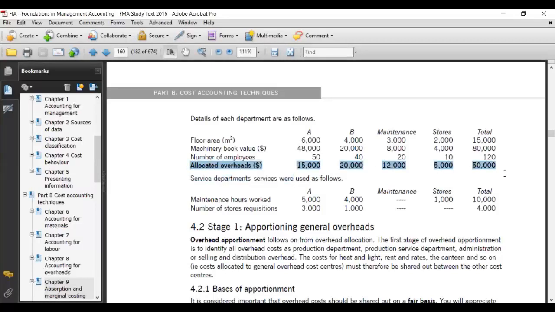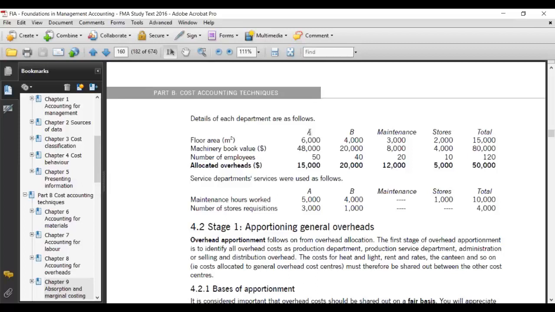Now what are these things? Allocated overhead means what? Okay, allocated overhead is basically the costs which we know exactly belong to which department. Like see, the total cost is 50,000, right? But out of this 50, 15 we know was for department A. There is no confusion. For example, if I am buying something only for department A, the cost of that will go to department A only, right?